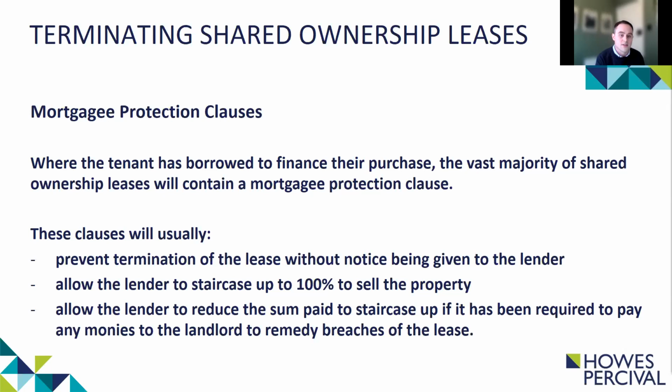So, for instance, if a tenant is in £10,000 worth of arrears, the landlord says to the bank, look, we're going to take action. The bank will generally pay those arrears on behalf of the tenant to stop the landlord being able to repossess and terminate the lease. But then it will staircase up to 100% and look to sell itself. And as a part of that process, the amount paid to the landlord to staircase up will take into account the £10,000 already paid. So the bank is protected in that regard.